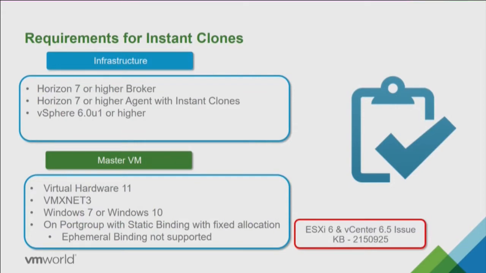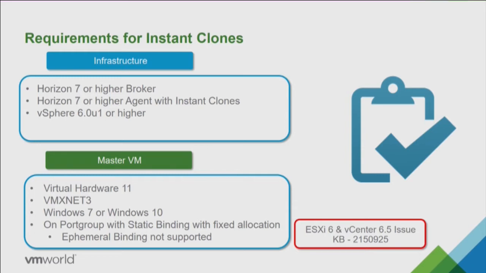Requirements are pretty simple. I'll talk through a couple of things on the bottom here. I've got to have virtual hardware 11, VMXNet, Windows 7 and Windows 10, and of course I probably should have added the server OSs here too, because of the RDSH. The other big requirement here is I've got to use distributed switches, and I have to use static binding on the port group with a fixed allocation. If you use ephemeral binding, it's going to fail.